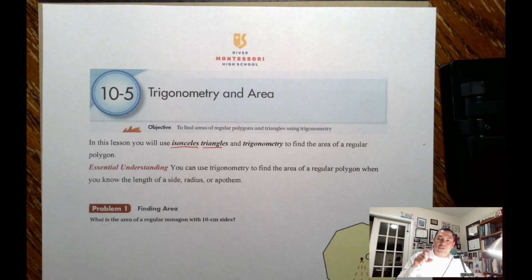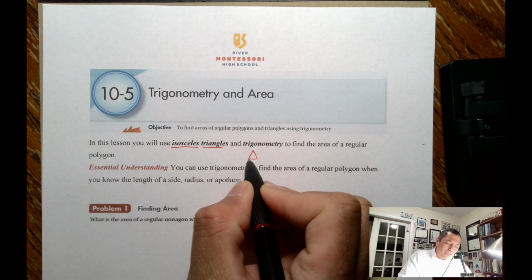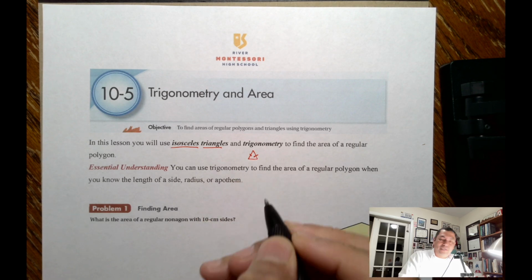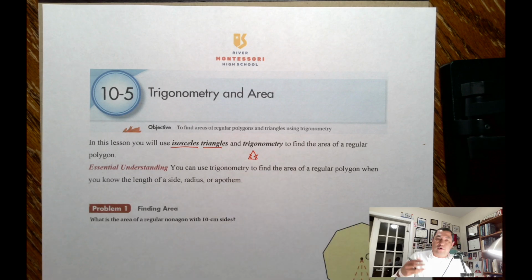Remember that an isosceles triangle is a polygon with at least two sides that are equal, that means congruent. In this case, resulting in the opposite angles also congruent. For example, I'm going to have a triangle where the legs are congruent and these two angles are also congruent.